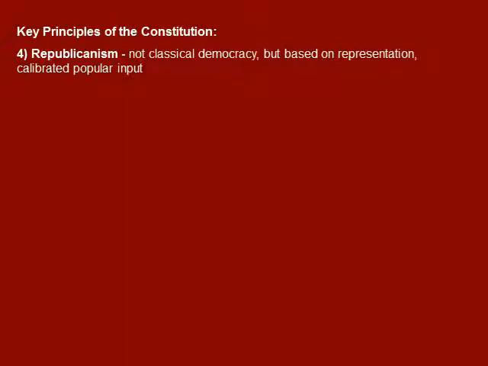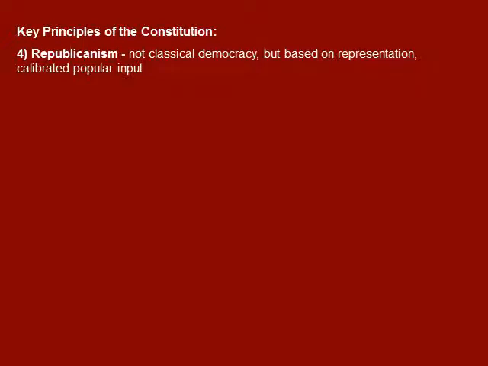And finally, a key principle is the principle of republicanism. This is the idea that our representatives will be chosen by the people, and in a republican form of government, individual voters choose representatives, and those representatives then pass laws and make policy. So it's not pure democracy, because not every individual is voting on every issue, but it is democratic, and it really allows for a calibrated popular input in which input is given, but it is filtered through a representative system.